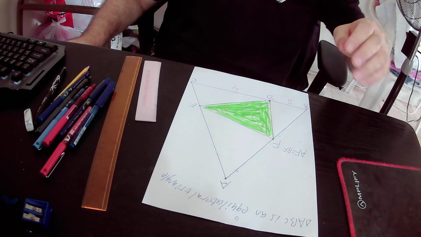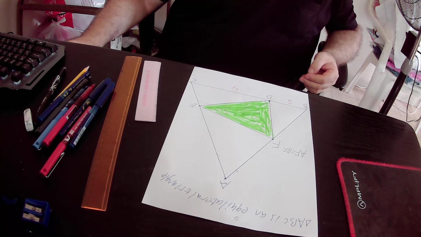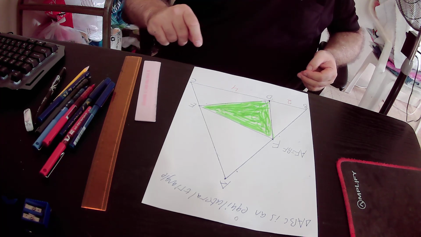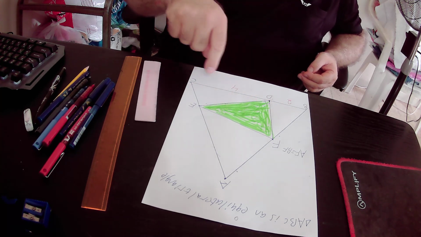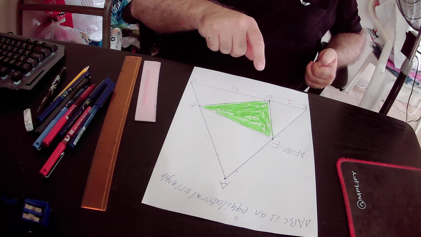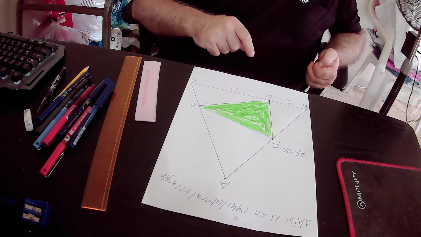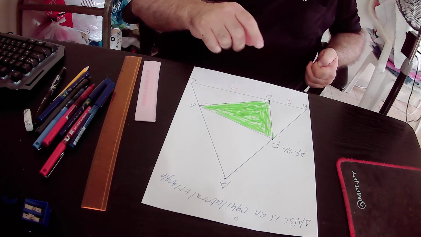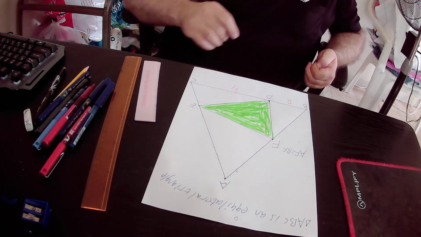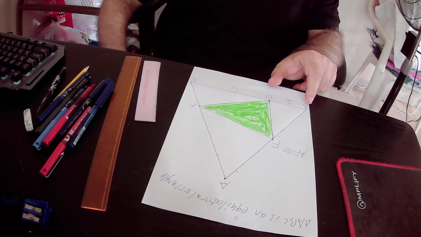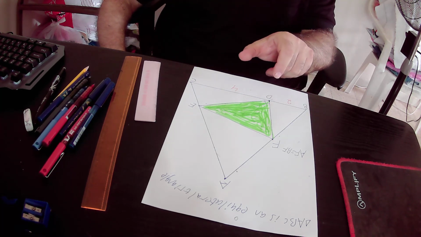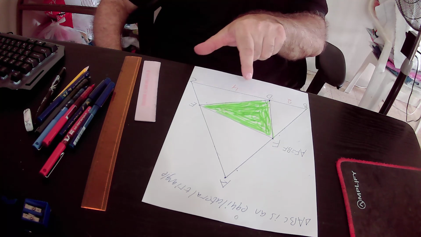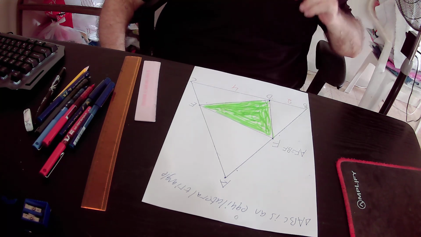Hello, in this lecture we will find the area of the green triangle. In the drawing we have triangle ABC that is an equilateral triangle, and we know that AF equals BF, BD equals 2 units, and DC equals 4 units.